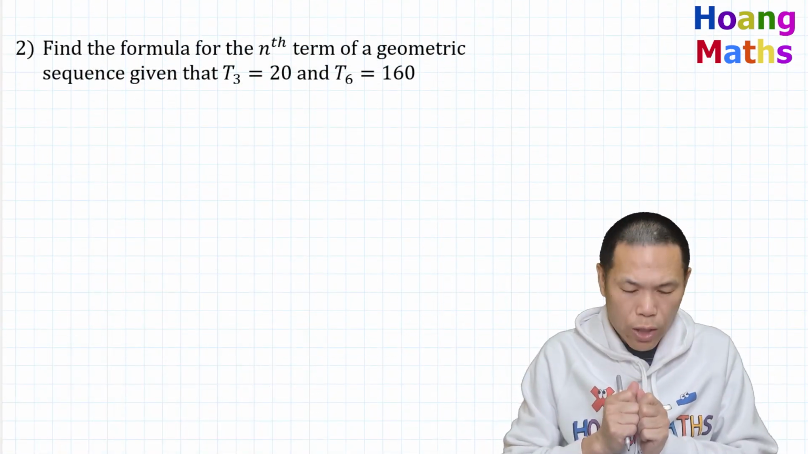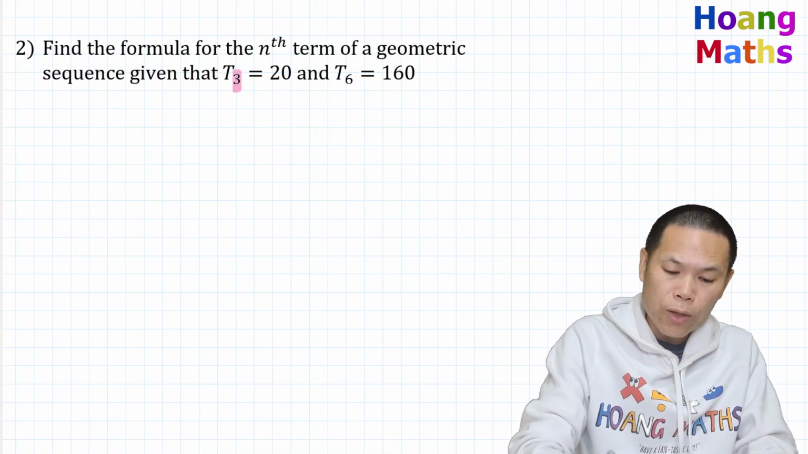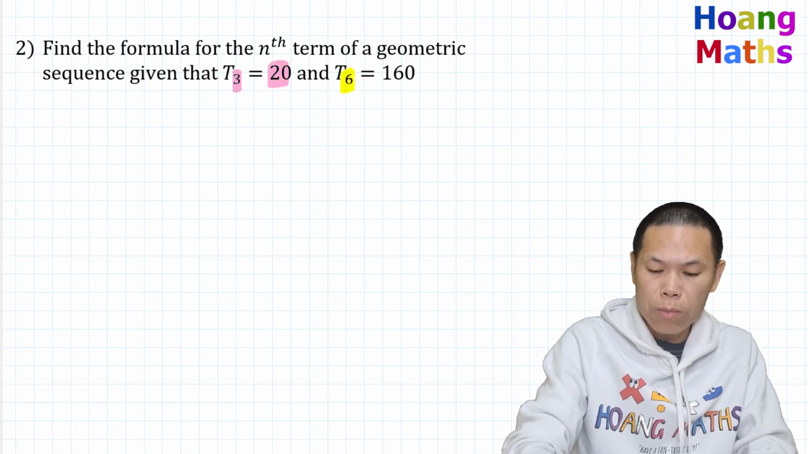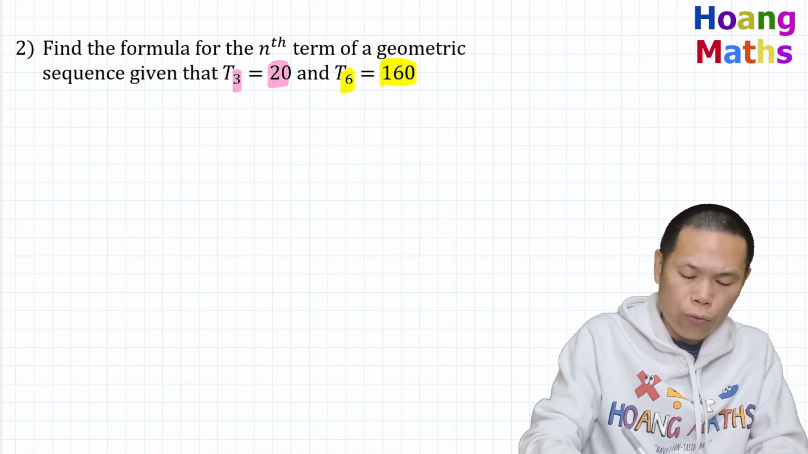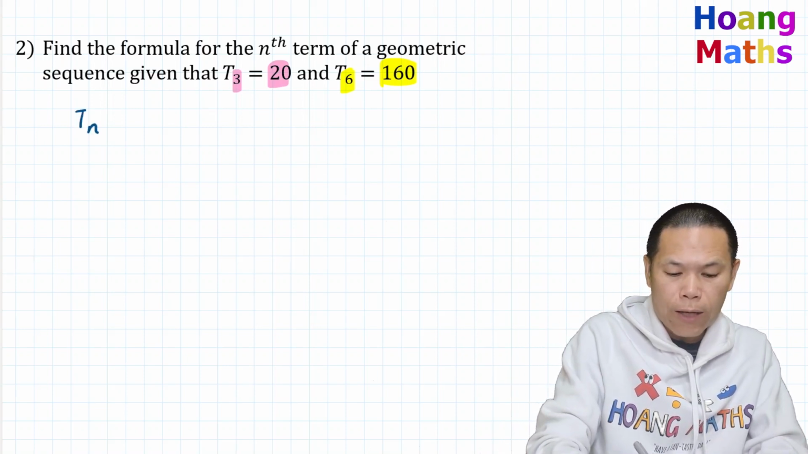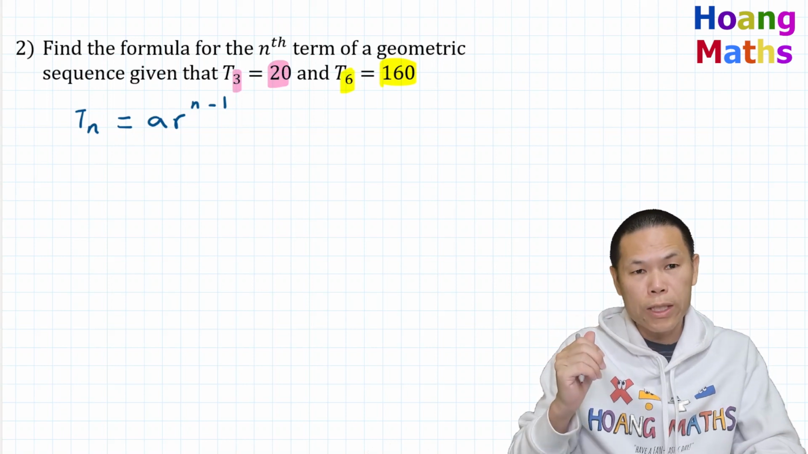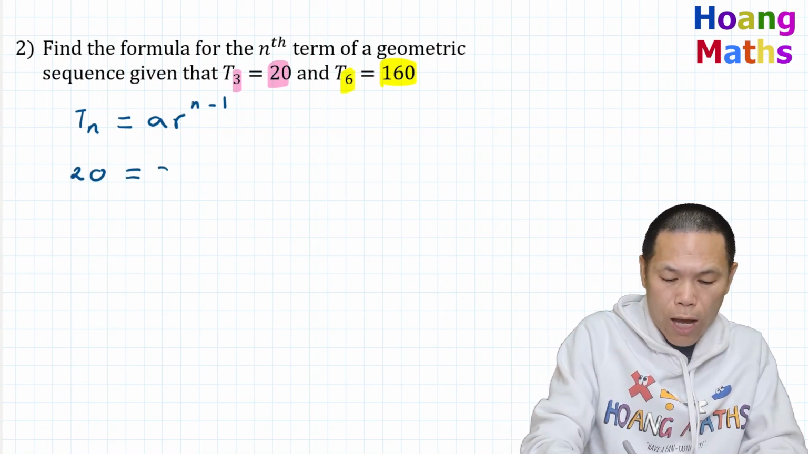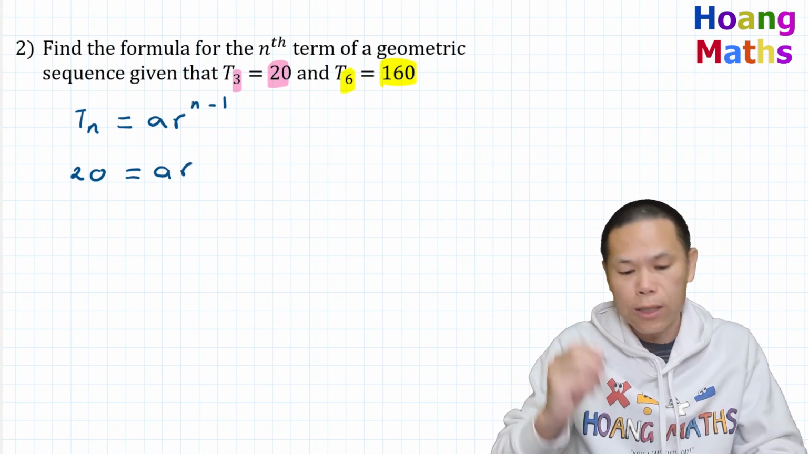Second one. We need to find the general rule for this sequence. We know that term 3 will give me 20, and also term 6 will give me 160. We know the general rule for this is T of n is equal to A R power of n minus 1. So term 3 will give me 20. This means that 20 is equal to AR power of n minus 1, where n is 3, so 3 minus 1 is 2.